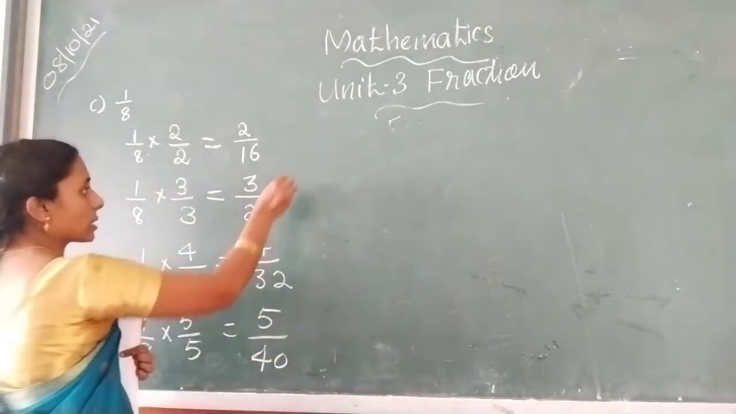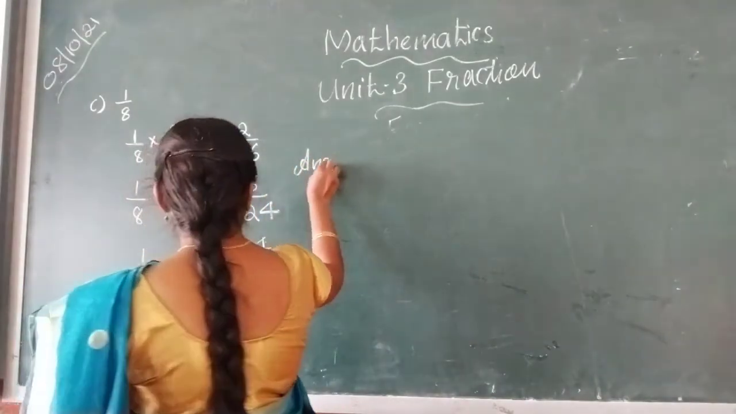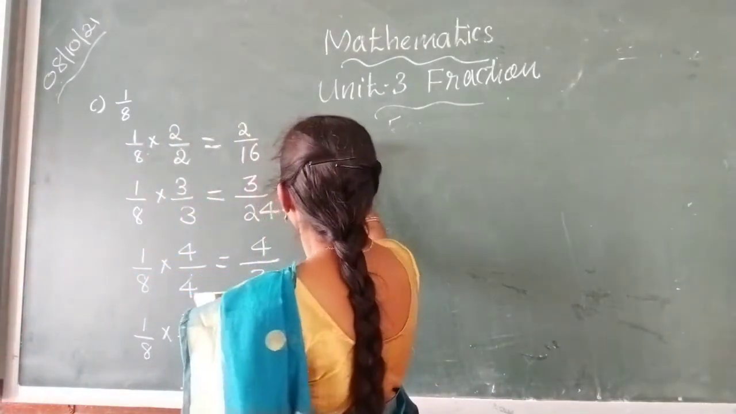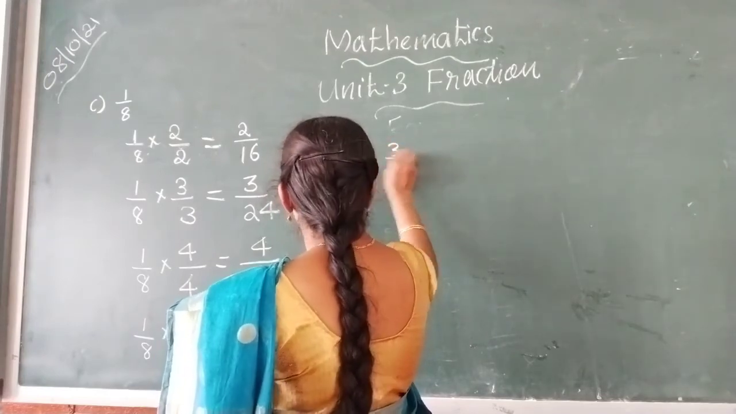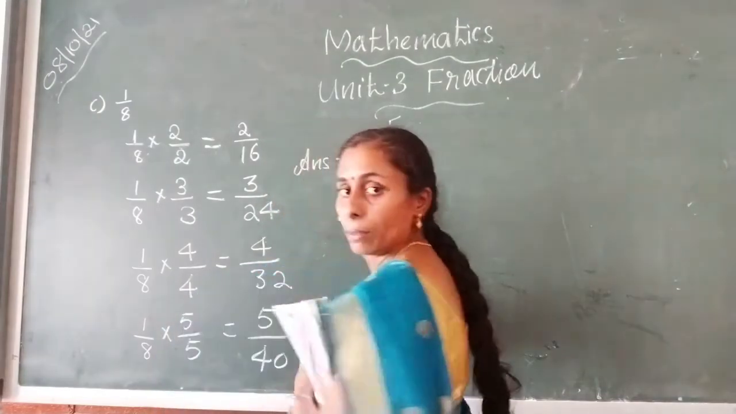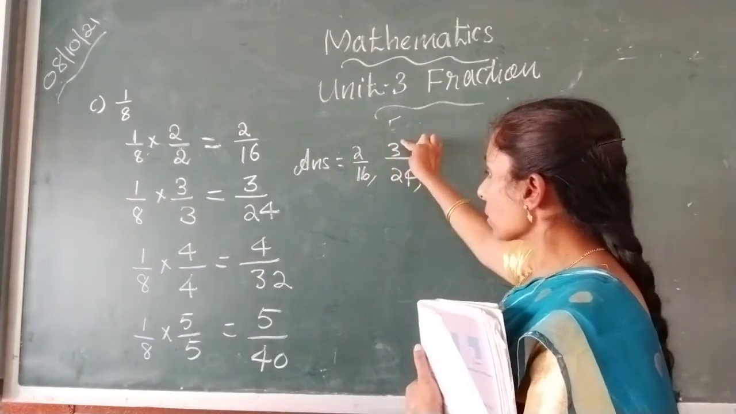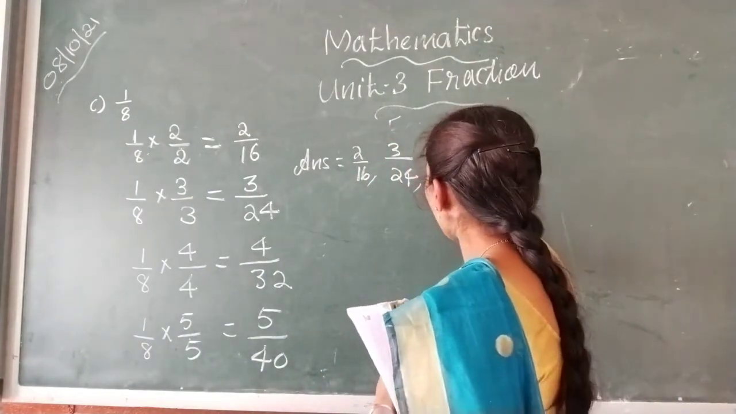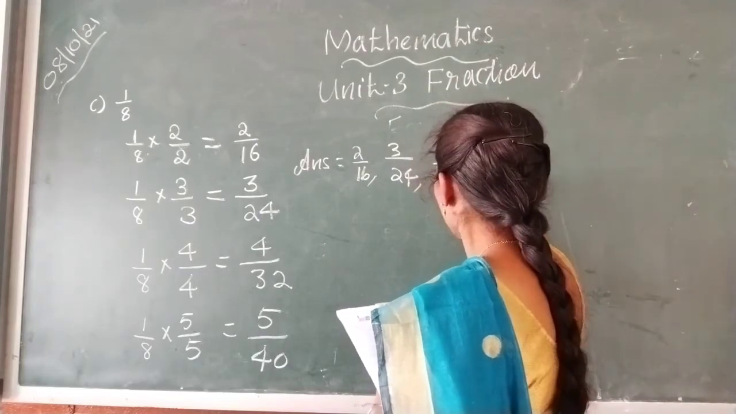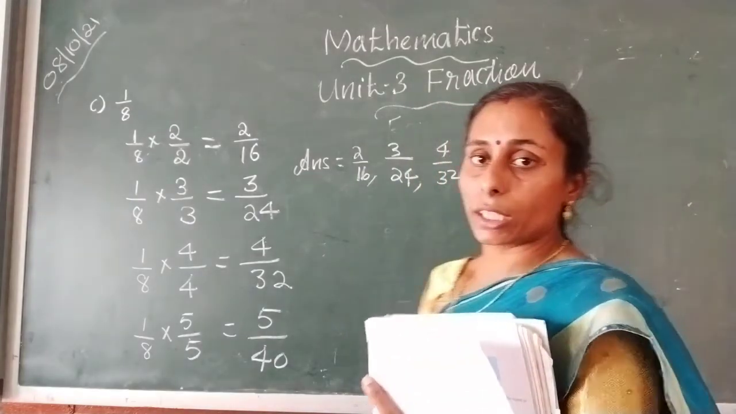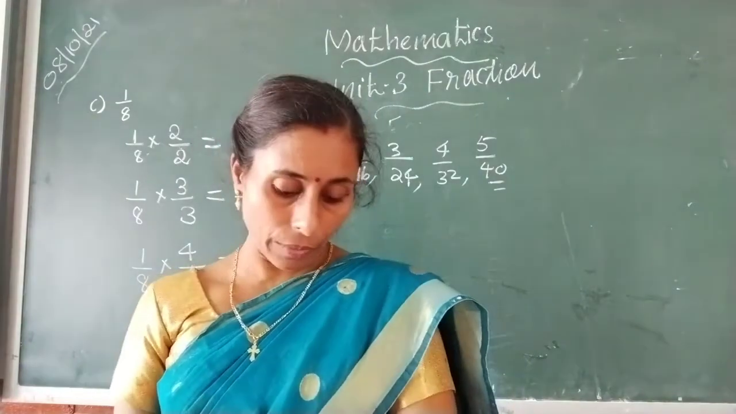What are the answers? What are the next 4 equivalent fractions? 2 upon 16, 3 upon 24, 4 upon 32 and 5 upon 40. These are the next 4 equivalent fractions. Next one.